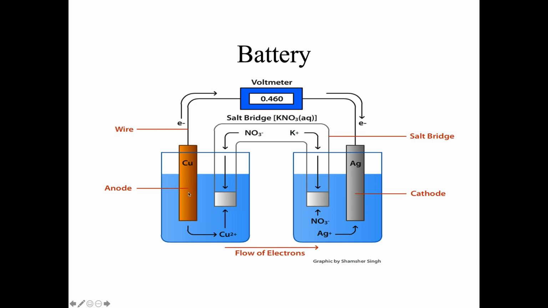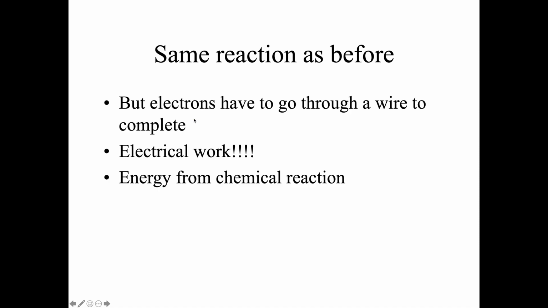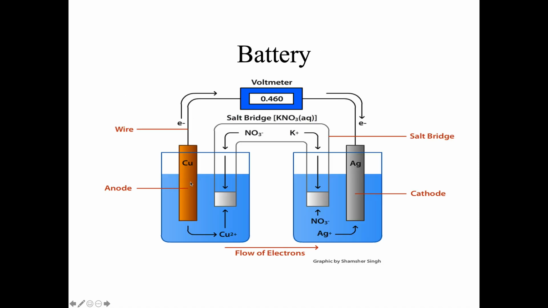So what happens is the copper is going to lose electrons to the silver, but since they're not in contact with one another, the electrons have to go through a wire. If electrons go through a wire, that's electric current. Now, if this goes on for a while, the copper ion would start becoming more and more positive, and this solution would become positive.